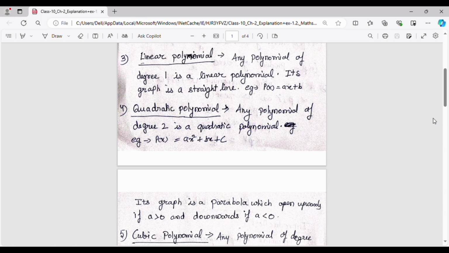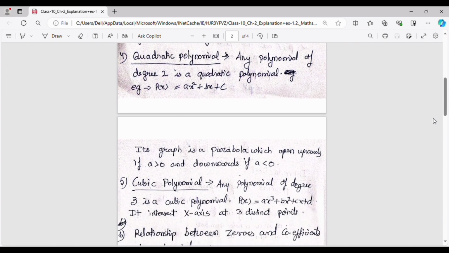Next is quadratic polynomial. Quadratic polynomial means if any polynomial has degree 2, then it is quadratic. p(x) equals ax square plus bx plus c. This is the general form of a quadratic polynomial, and its graph is a parabola. Parabola is a U-shaped figure. If it opens upward, then a is greater than 0. a is the coefficient of x square. And if it opens downward, then it means that a is negative, or the coefficient of x square is a negative number.